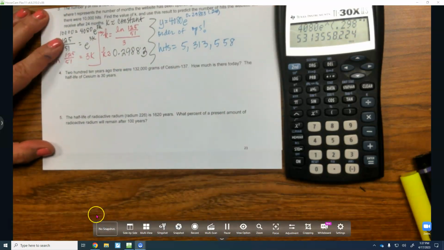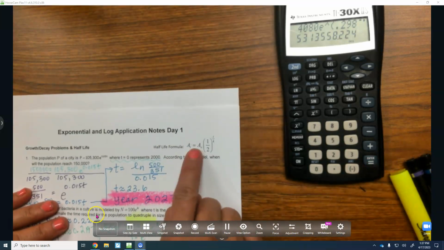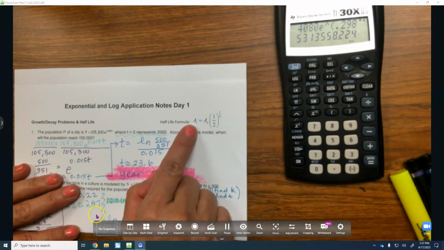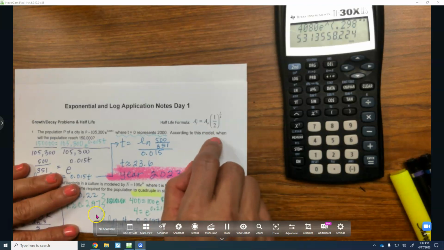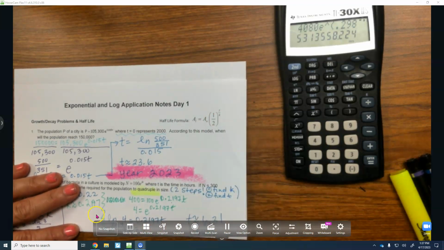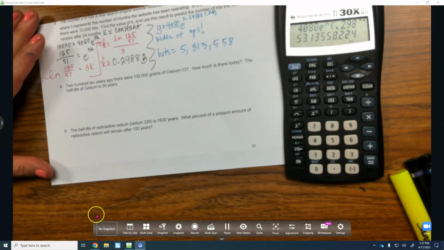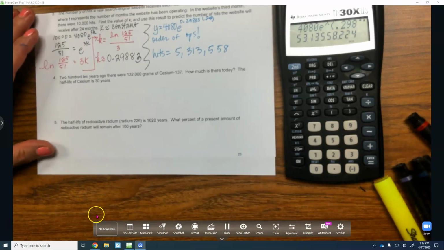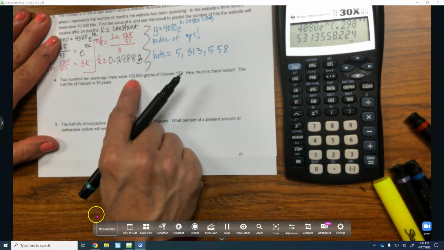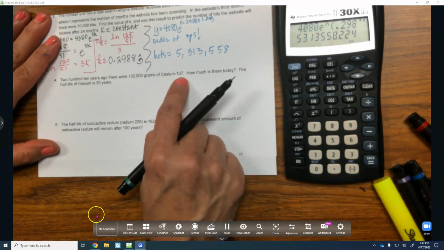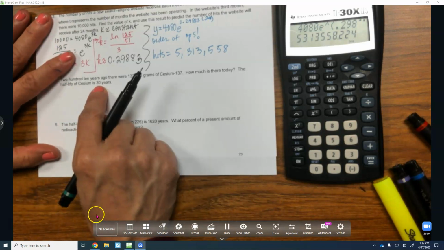So for problem 4, guys, we're going to start looking at half-life. And the half-life formula is up here at the top of your page. Remember, A sub L means amount left. A sub 0 means initial amount. There's your half. t is time, and k is some constant. And sometimes we have to find the constant, sometimes we don't. Let's go ahead and read the problem. Okay. So 210 years ago, there were 132,000 grams of cesium-137. How much is there today? And the half-life of cesium is 30 years.